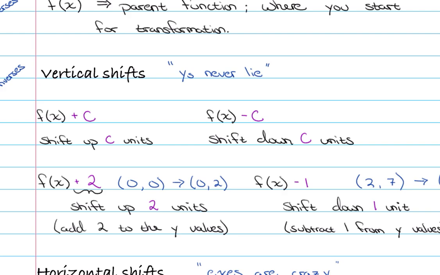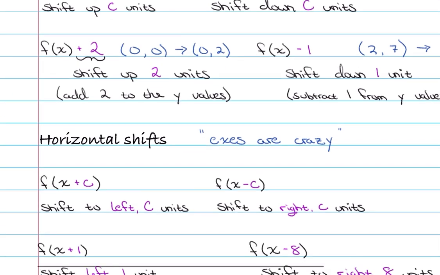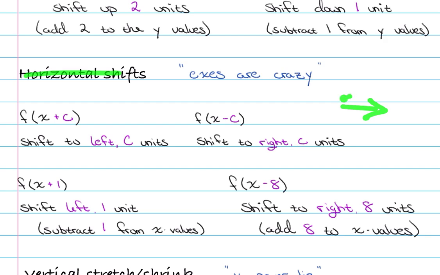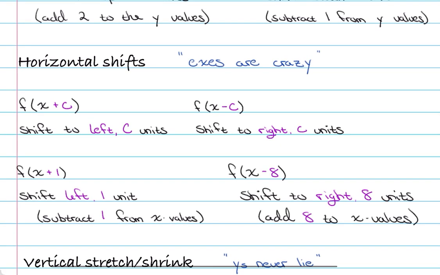The next one we are going to talk about is the horizontal shifts. So now we are going to play with the x value, but we're going to leave the y value alone. So horizontal, we are shifting left and right. What I want you to remember about this one: for vertical, I told you your y's never lie.